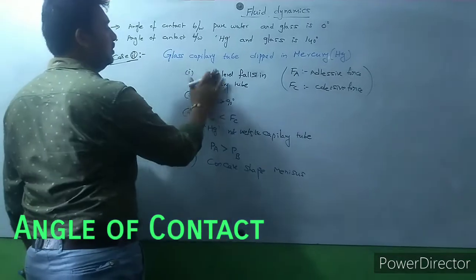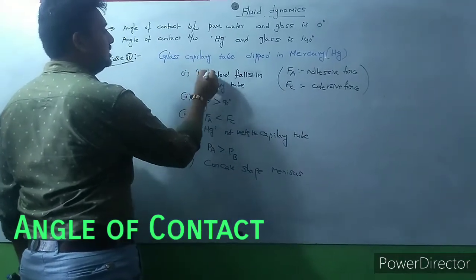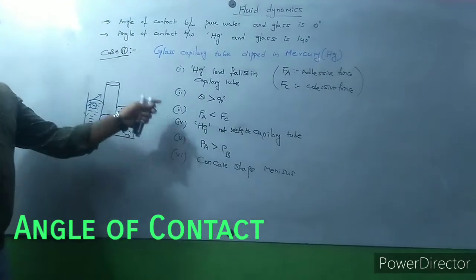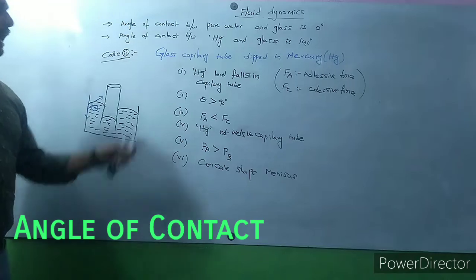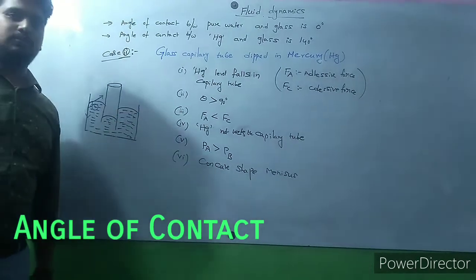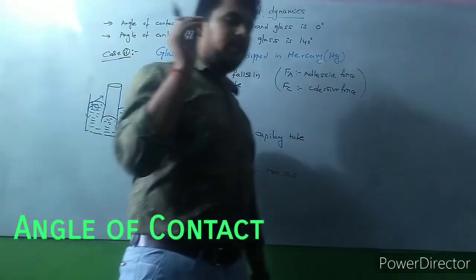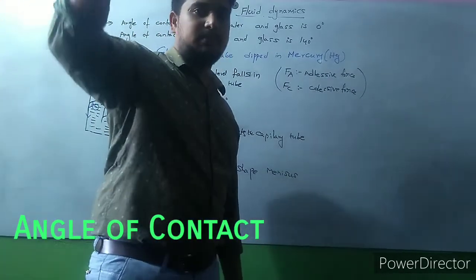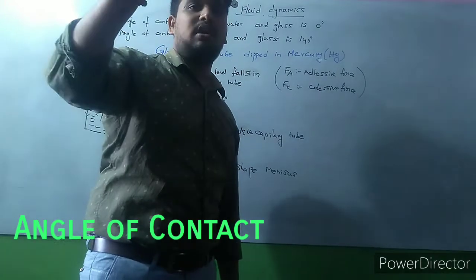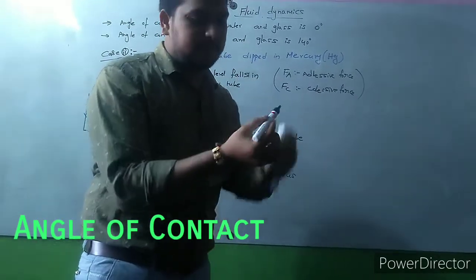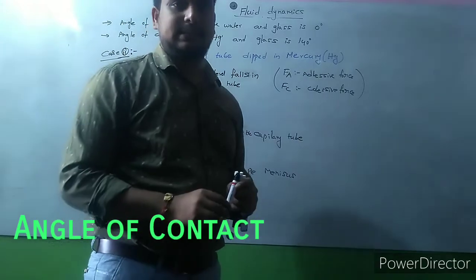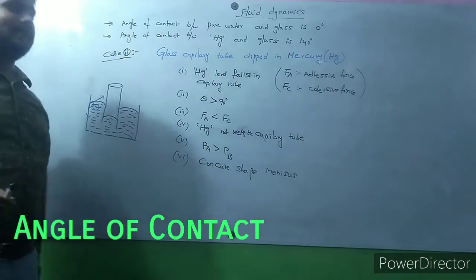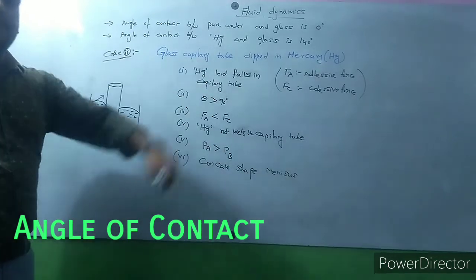Next, the mercury level, the Hg level, falls in the capillary tube. Theta is greater than 90 degrees, adhesive forces are less than cohesive forces, and Hg does not wet the capillary tube. Very simple. If you do this experiment and dip the glass tube in mercury, it does not wet. Even one drop is not formed on the surface of the glass because the contact angle is greater than 90 degrees. That's why mercury does not wet the capillary tube.